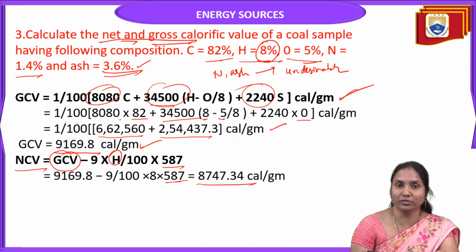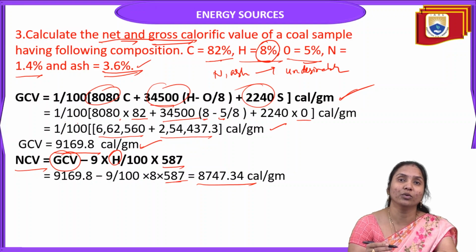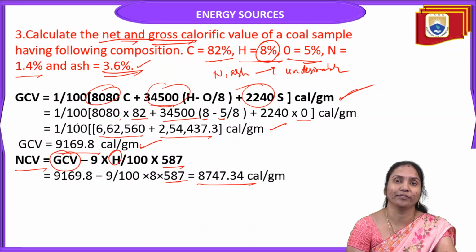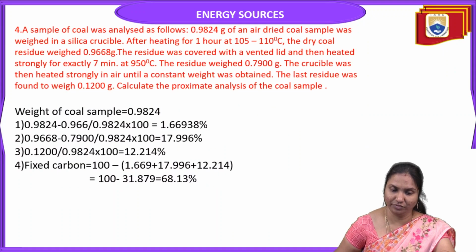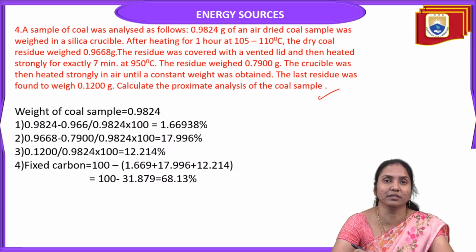So in this problem, we can calculate the gross calorific value and net calorific value of the coal sample using Dulong's formula. In this way, you can calculate the HCV and LCV. And one more problem we'll discuss, which is based on the proximate analysis.